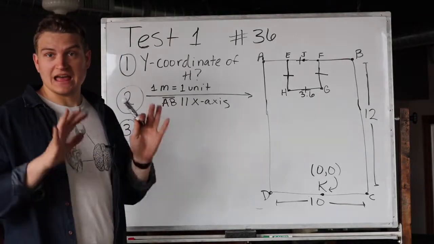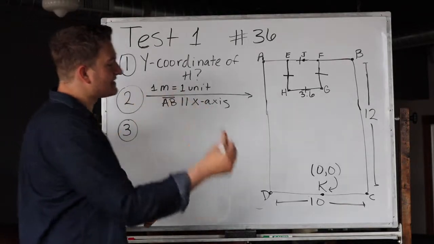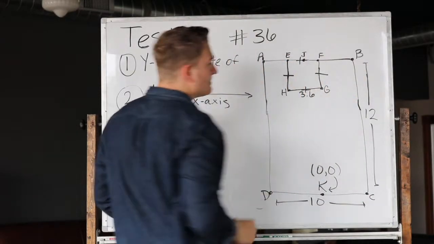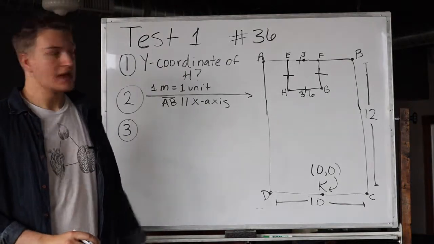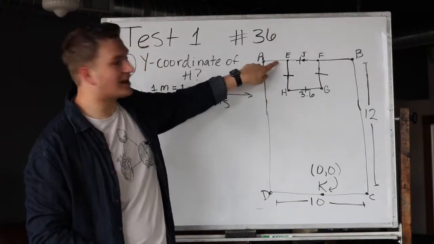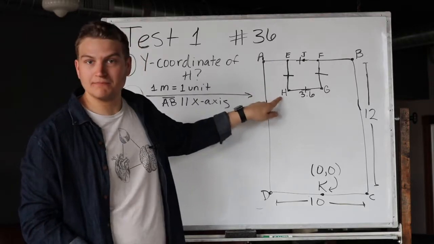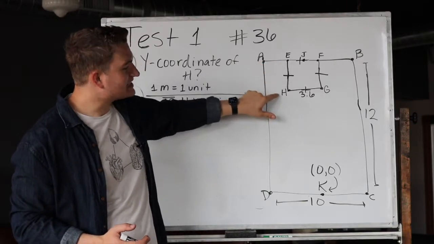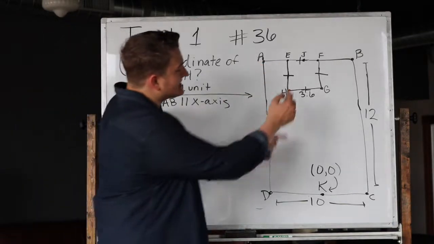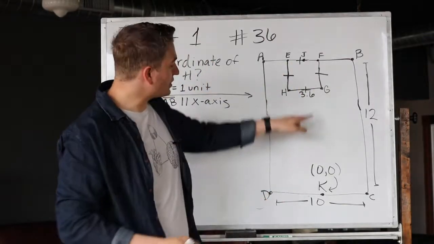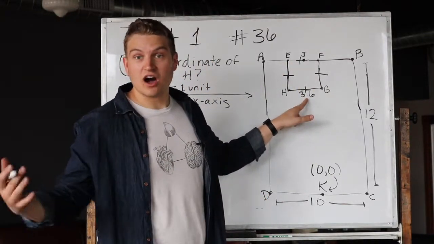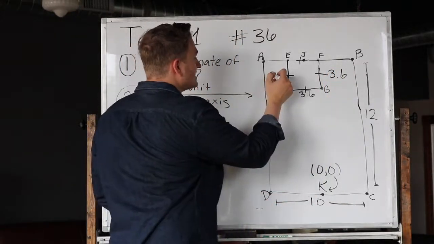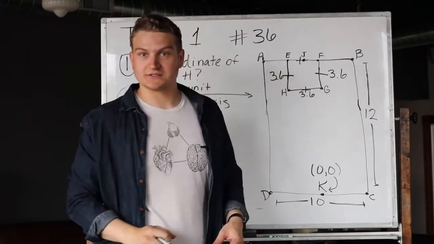So to do that, here's how I attack this. I see that the distance from the x-axis up to this top line, AB, is 12. However, H is not on my line AB. H is a little bit below it. And I think to myself, okay, how far down do I have to go from AB until I get to H? And you'll notice that since EFGH is a square, and we know the length of one of the sides, we actually know the length of all of the sides. So we know that this side is also 3.6, and we know that this side is also 3.6.